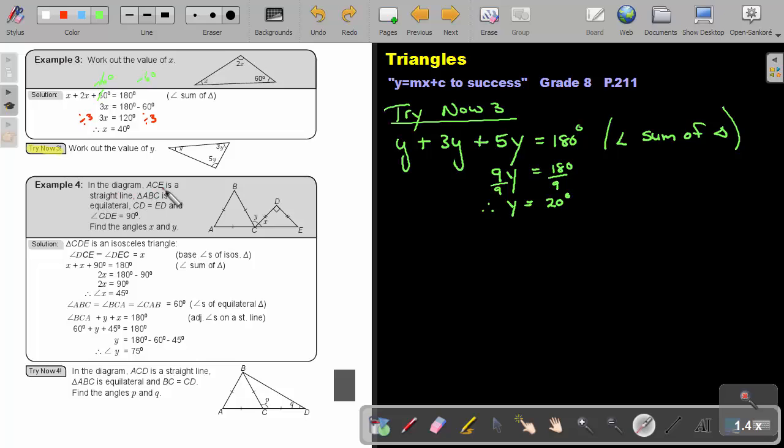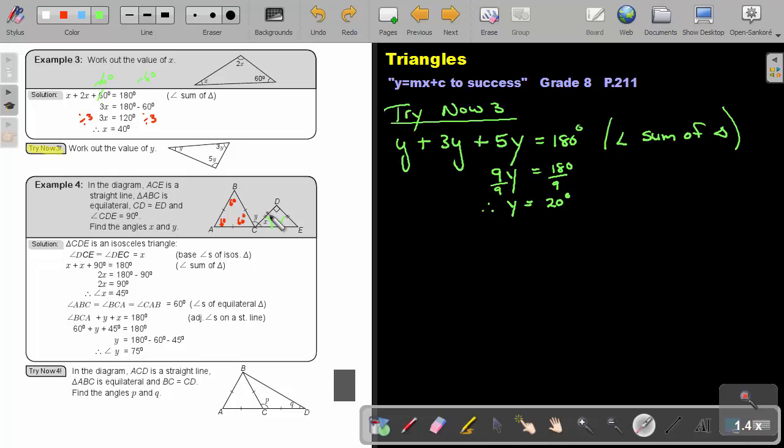In the diagram, ACE is a straight line, and triangle ABC is equilateral. And then CD is equal to ED, so it's isosceles. Now remember, as soon as you see equilateral, you can already say that all the angles will be 60 degrees. As soon as you see isosceles, don't forget that your base angles will be equal. Okay, so let's continue.